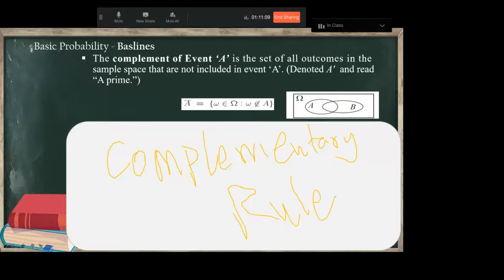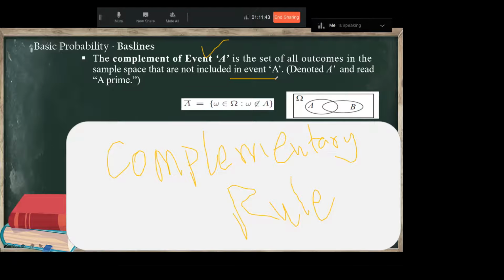Either you exist or you don't exist, right? The students who are in the class are in the class, and the students who aren't in the class aren't in the class. So either you are at one place or you are in another place. The complement means not having. So a complement of event A is the set of all outcomes in the sample space that are not included in event A.